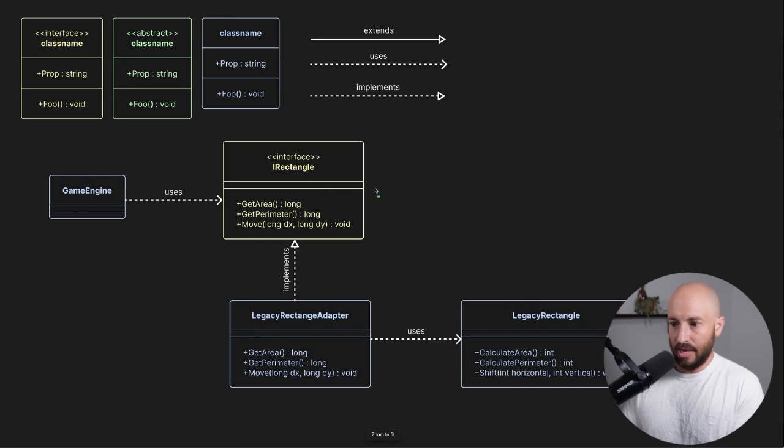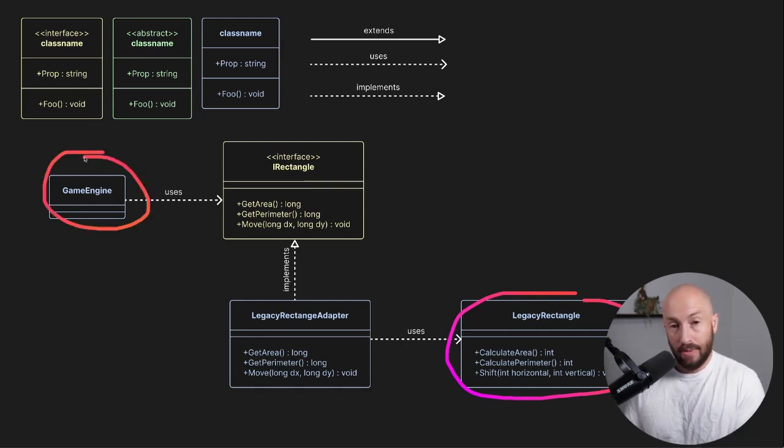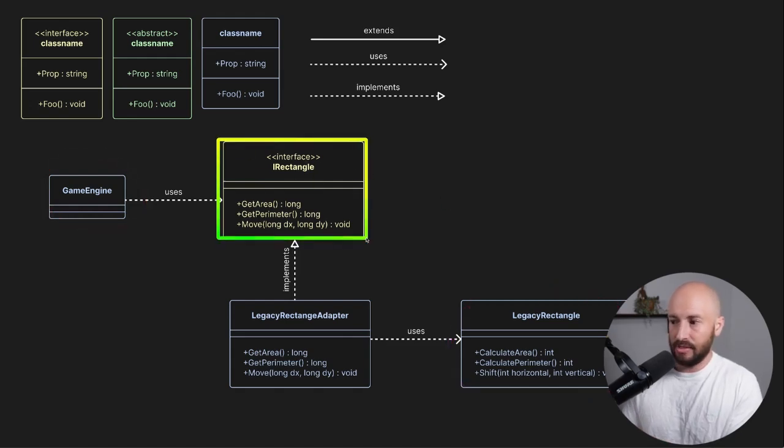To further illustrate this, we gave an example of a game engine where we have some legacy rectangle that the client wants to use. But it can't use it because the client expects a specific interface. In our case, it's get area, get perimeter, and move, and all the underlying primitive types are long and not int, so it can't use the legacy rectangle, which has a different interface. To fix this, we use an interface that is the interface the client expects. We then have the adapter implement this interface and adapt between the old interface and the new interface.